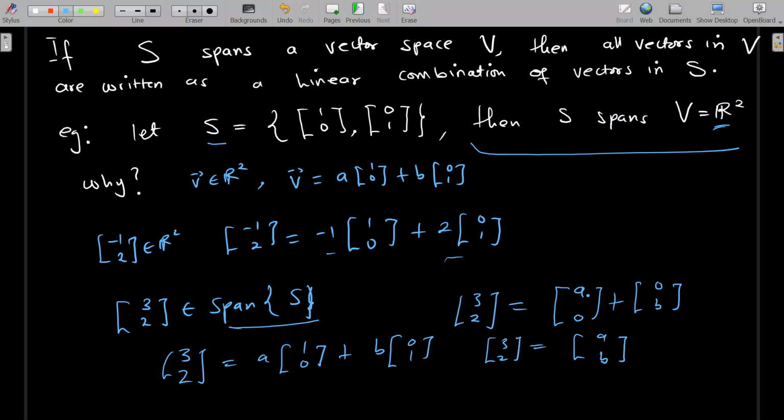So we just do comparison and say that, okay, A should be equal to 3, and then B should be equal to 2. That's why normally when I just write it, I know that here I'm going to have my A to be negative 1, and here I'm going to have my B to be 2. So (3, 2) is the same as 3 times (1, 0) plus 2 times (0, 1), and this is, like I said, a special case.